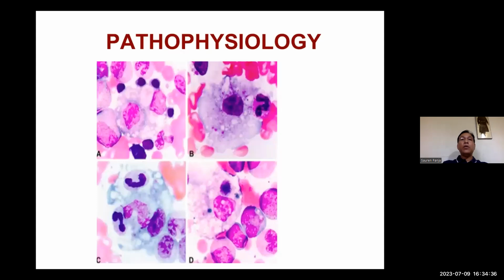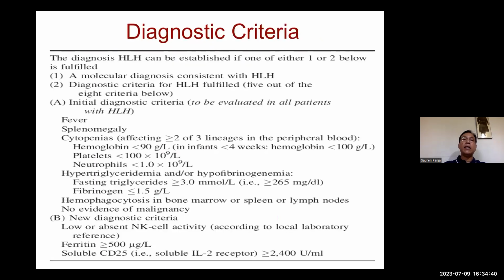About the pathophysiology, this is the bone marrow picture the patient had, and this is the diagnostic criteria. The initial diagnostic criteria, point A: fever, splenomegaly, cytopenia, hypertriglyceridemia or hypofibrinogenemia, and hemophagocytosis in the bone marrow, spleen or lymph node, after exclusion of malignancy. If you find 5 out of these defined criteria, you can suspect that this patient might have HLH. So I advise all of you to send all these investigations and keep a suspicion as well as probability that your patient might have HLH syndrome.